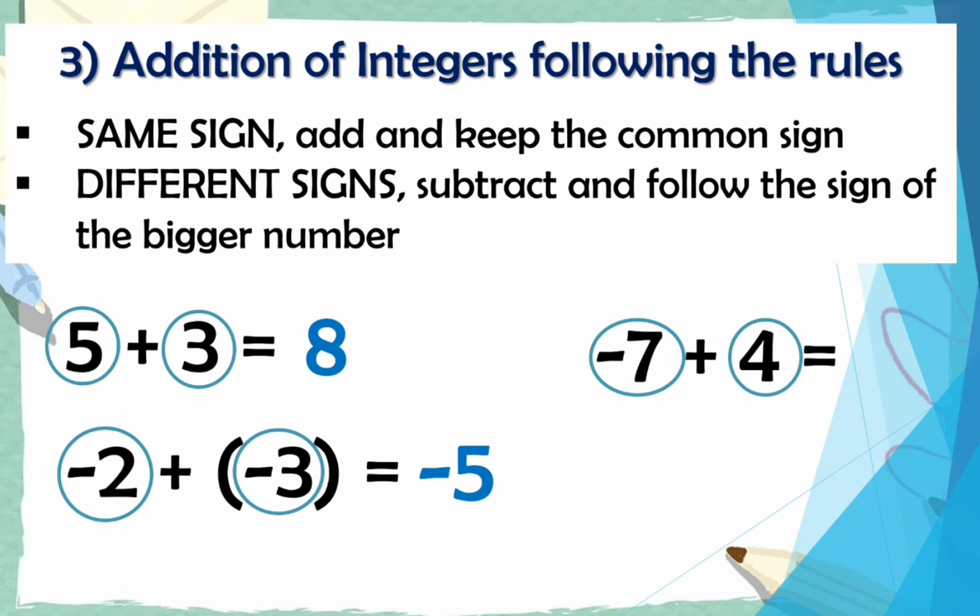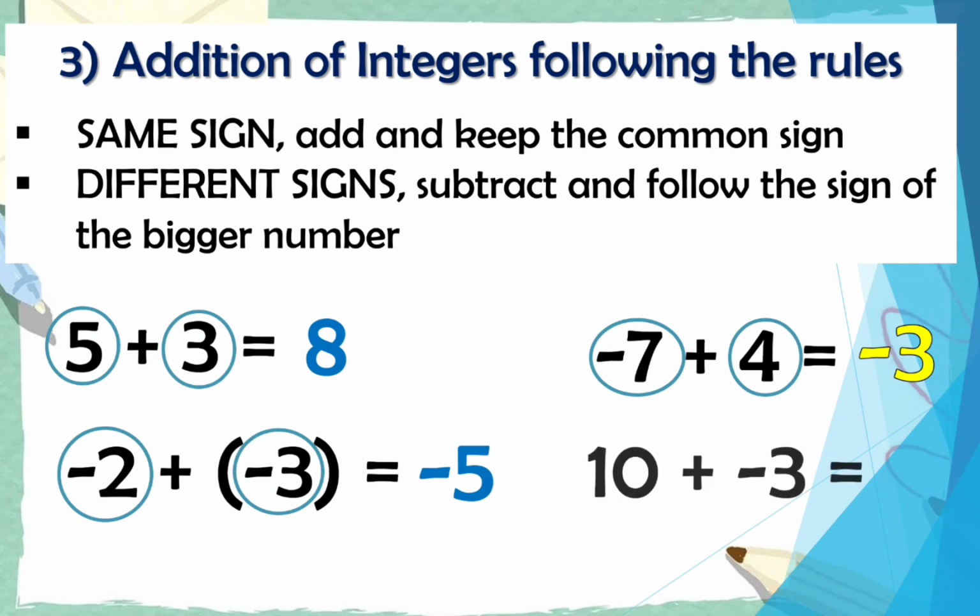And then, follow the sign of the bigger number. So, ano magiging sign ng sagot natin? Is it negative or positive? Okay, so our answer here will be negative 3. Ang susundin nating sign ay yung sign ng 7. Kasi ang 7 is bigger than 4.